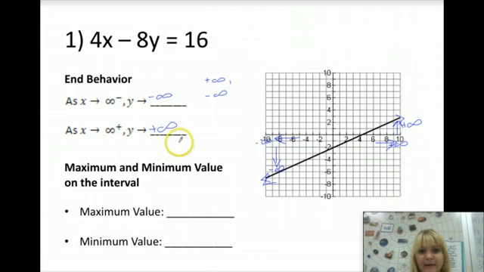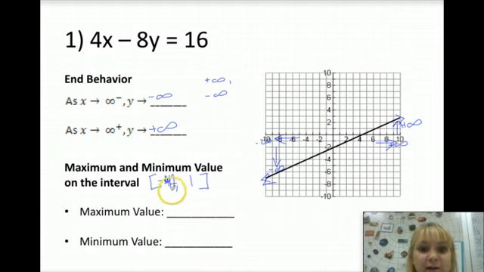All right, max and minimum value on the interval. For max and minimum value, you're going to do some algebra here. When you're asked to find the max and minimum value of a linear function, you're going to be given an interval, and the interval is going to be included with brackets, so the endpoints are included. This is something you're going to write in your notes, or actually, it's there for you. So we're going to do the interval -1 to 1.